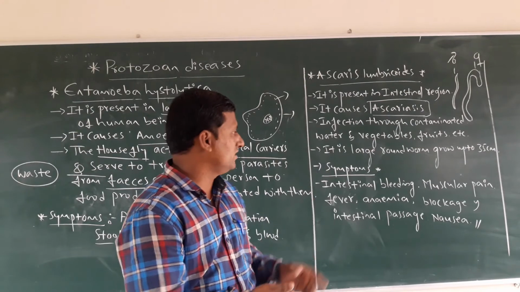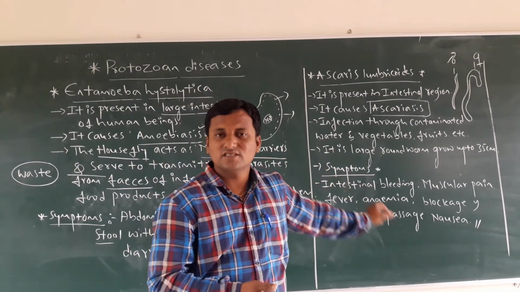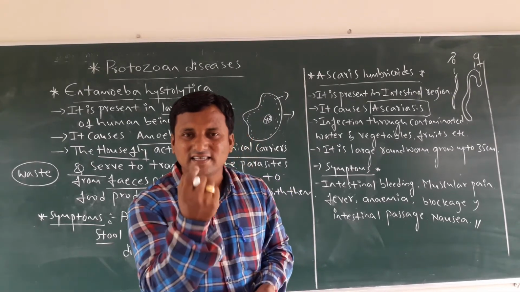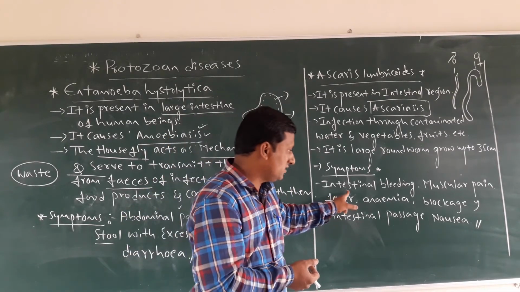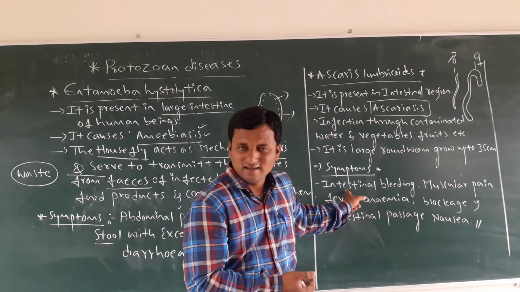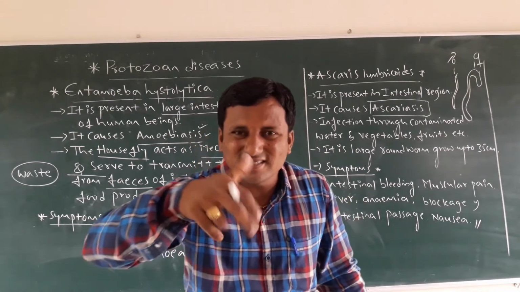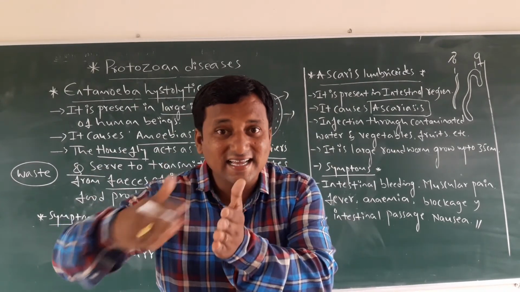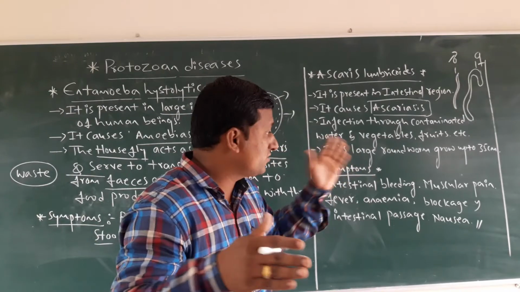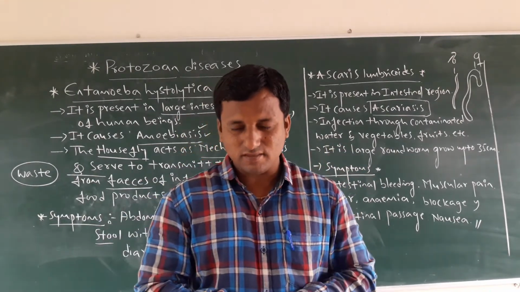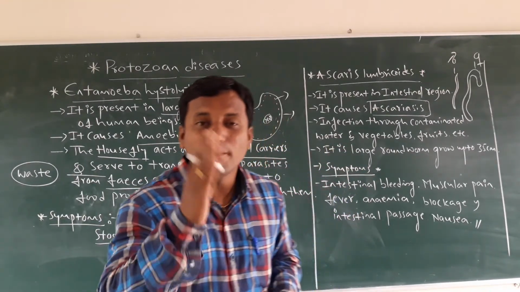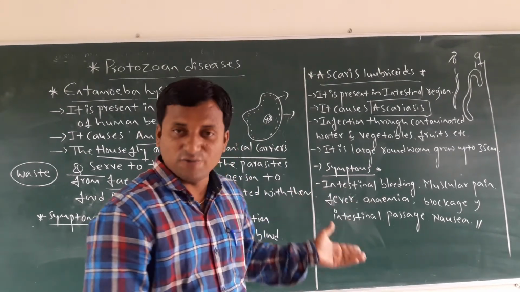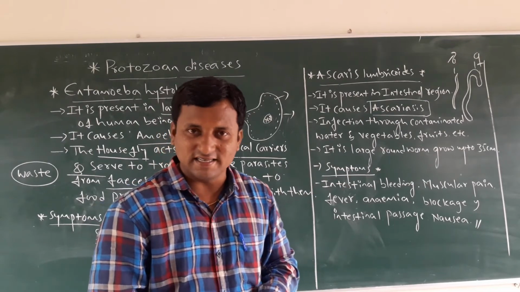And the next aspect is the symptoms. What are the symptoms when we get this Ascaris type of disease? First one, intestinal bleeding. In the intestinal region they start the infection. When the infection is going on, there will be bleeding, leakage, lysis. Next is muscle pains. Muscular pain means the muscles get pains. Cramps take place. Fever: body temperature increases slightly.